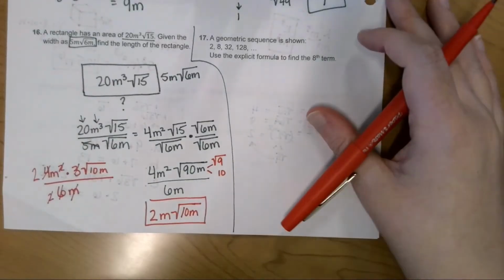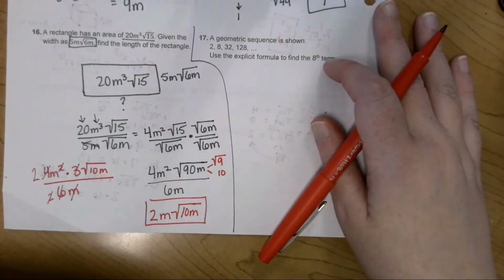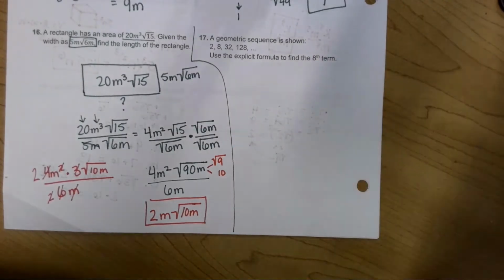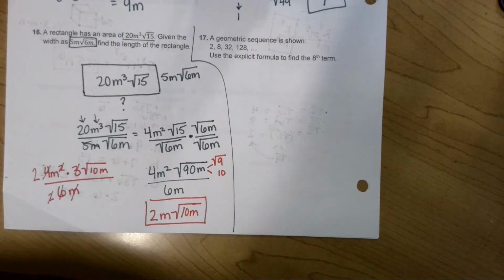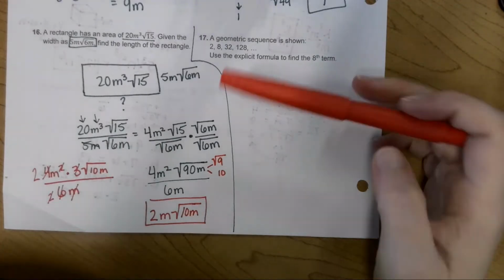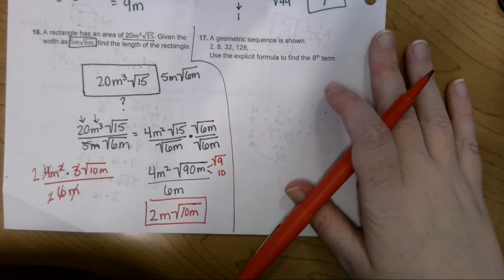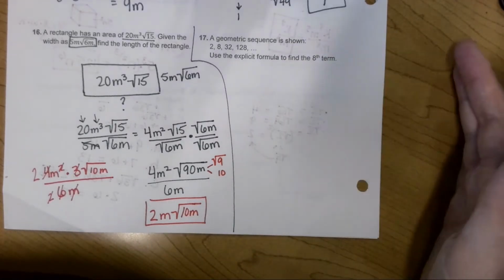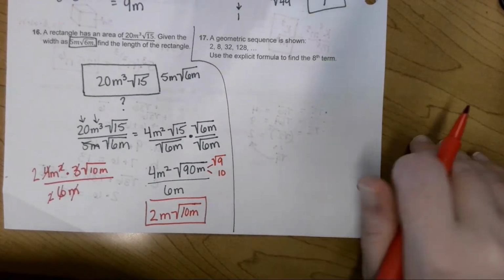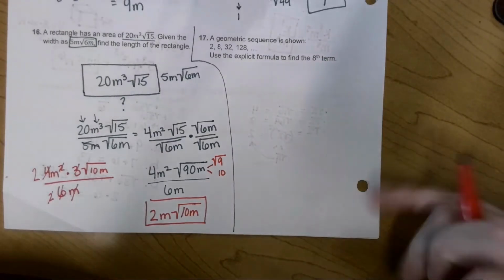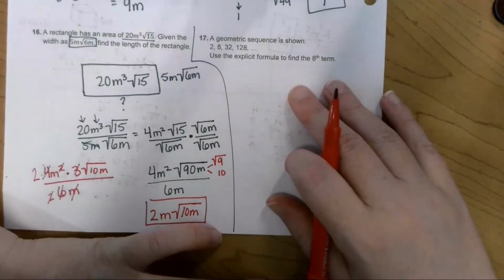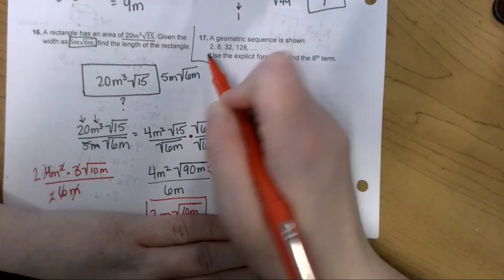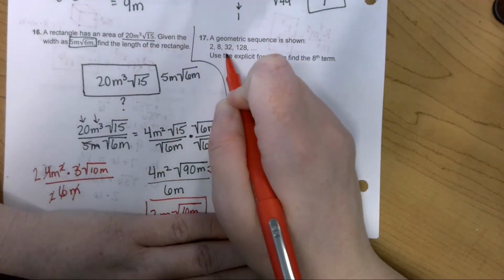All right, so welcome to part 3 of the practice 4A test. So I lied. I said I was going to do a whole section on geometric sequences, but there's really only one question on here on geometric sequences. So we'll do some geometric and exponential, and then the last section will be some of the constructive response problems. Okay, so a geometric sequence is shown below: 2, 8, 32, 128.